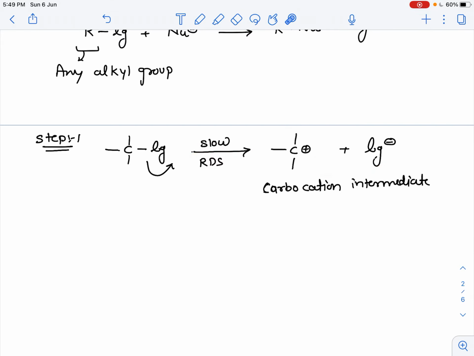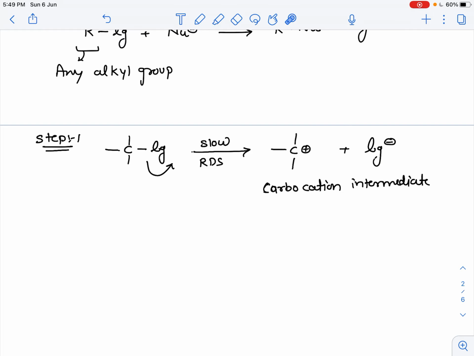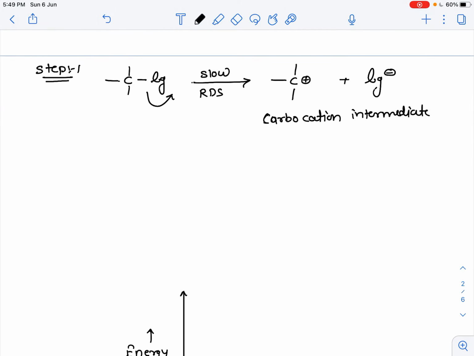So the rate of the reaction also depends on the carbocation stability, which we have studied in the previous chapter. In the previous video we have explained this. Now on this formed carbocation, the nucleophile will be attacking and it will form the desirable product. Any doubt in this?